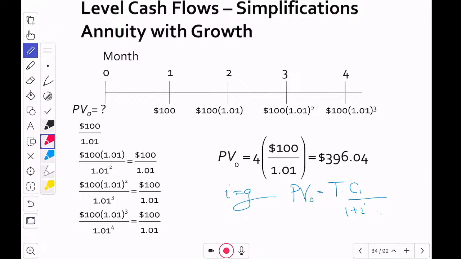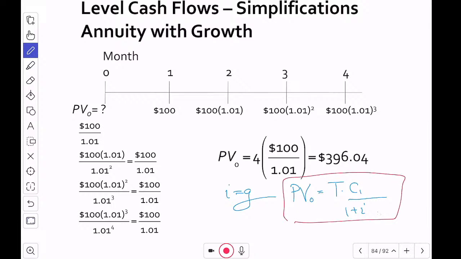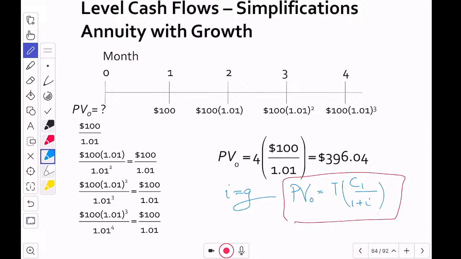So you can put this on your formula sheet. You just need to remember the conditions. You can put it all over 1 plus I if you like. Or maybe it'll be better if I write it the way it appears in the derivation.